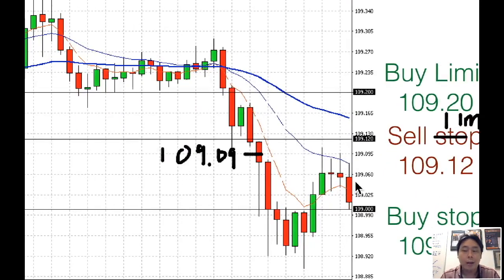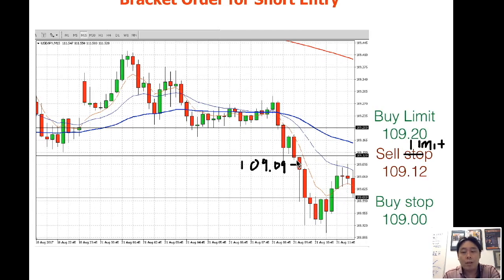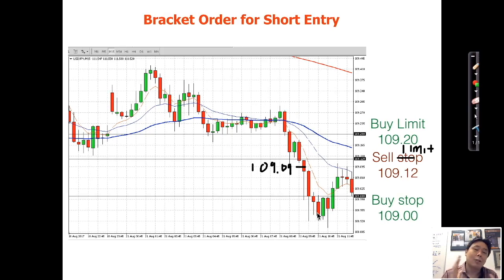Now in this case, did it get there? No, it didn't, right? Notice that once it went down, it kept going down all the way. It never retraced. So my order would not have been filled in this case. And fine, that's it. I missed the trade. Once it moves by more than 5 to 6 pips, that's it. I cancel the order and look for another trade. So that's essentially how I enter with buy limit orders and sell limit orders under those special circumstances.